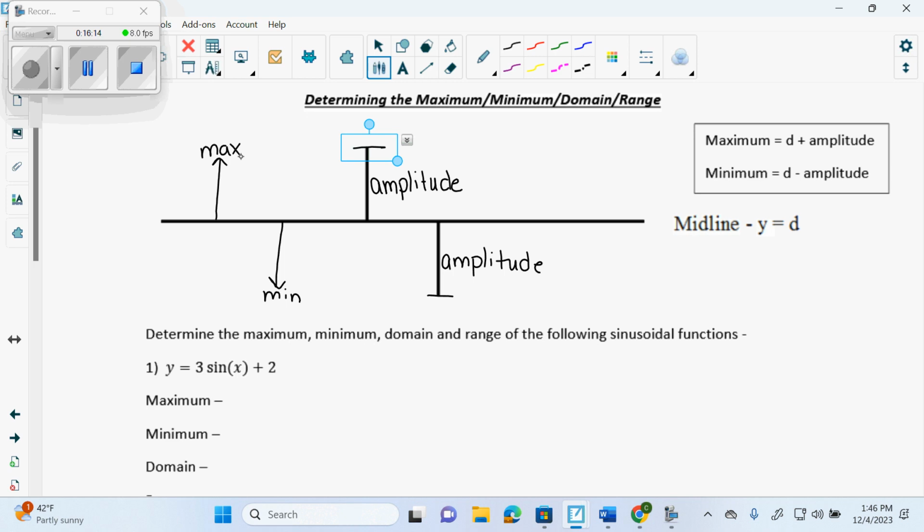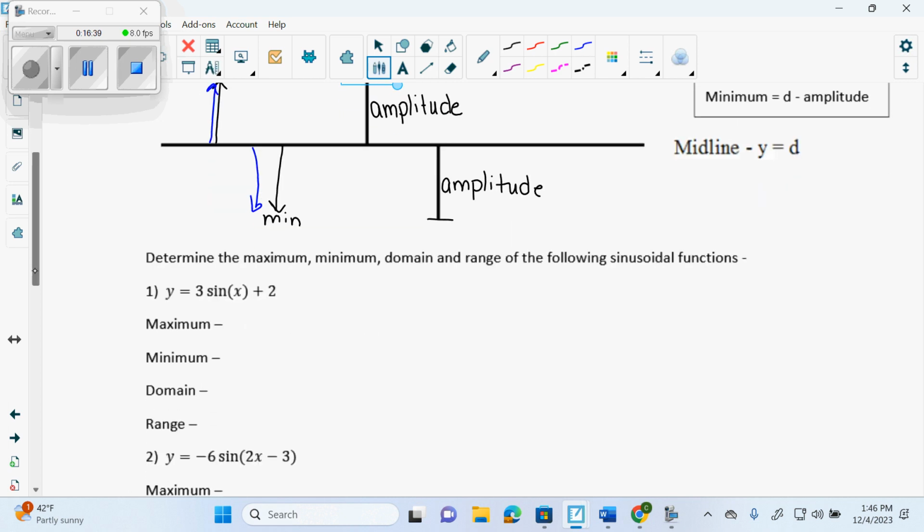So, I always remind myself that it says the word D, it does not say the word add, like in mathematics. We don't go amplitude plus midline and amplitude minus midline. That makes no sense. We have to start at the midline and add to it our amplitude, and we'll get to our max. We take our midline and we subtract from it our amplitude, we'll get our min. We agree? Okay, so we're just going to find the maxes and mins of these ones.